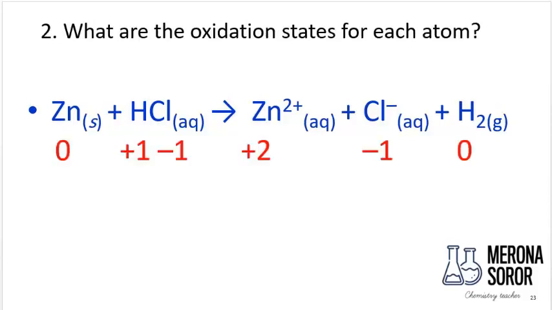What are the oxidation states for each atom? Zn is a solid, pure atom, so its oxidation state is 0. Hydrogen is +1, chlorine is -1. Zn carries 2 positive charge, so it will be +2. Chloride carries 1 negative charge, so its oxidation state is -1. Hydrogen gas is a pure element, so its oxidation state is 0.